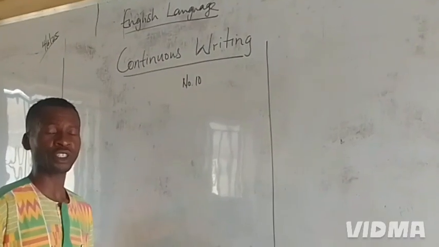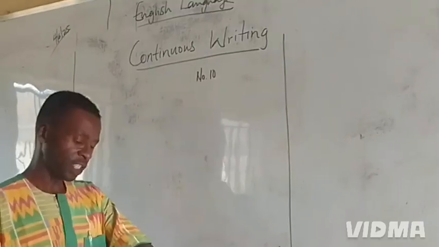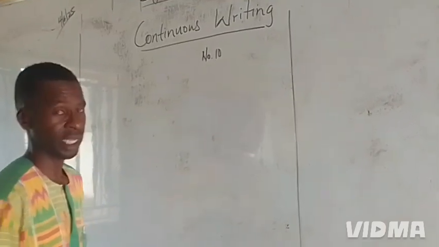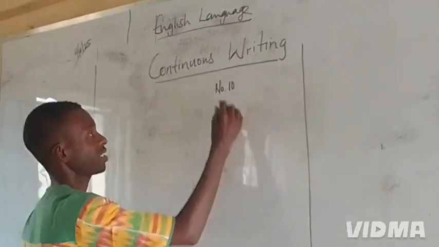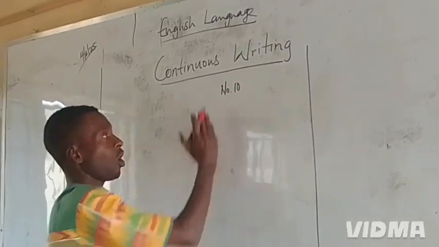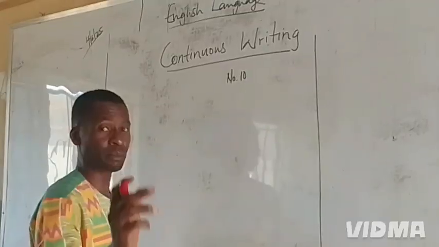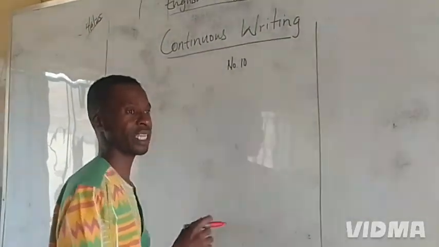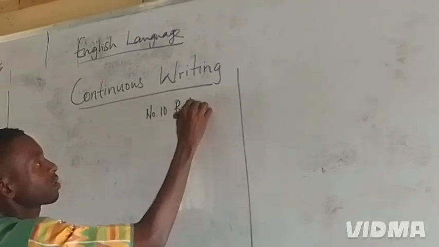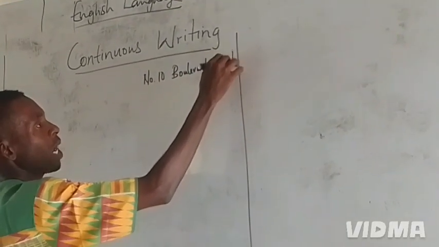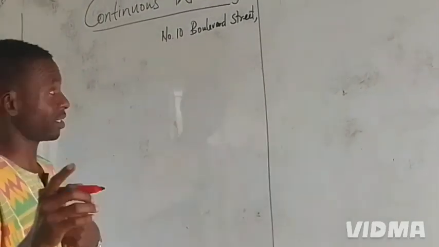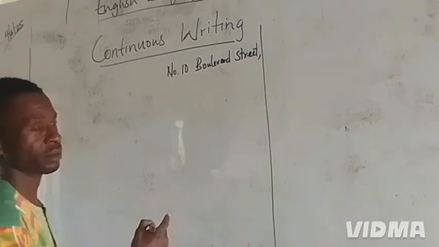In continuation of our continuous writing, I want to pick the first one, which is called the informal letter. To write an informal letter, your address on this side. Now you can write your address in two types. It can be in block, straight line, or it can be slant. If it is in block, I usually advise my students to write their letters in block. You put your address, number 10, Boulevard Street. You put a comma. Now remember, comma and full stop is very, very important in your writing. Number 10, Boulevard Street.